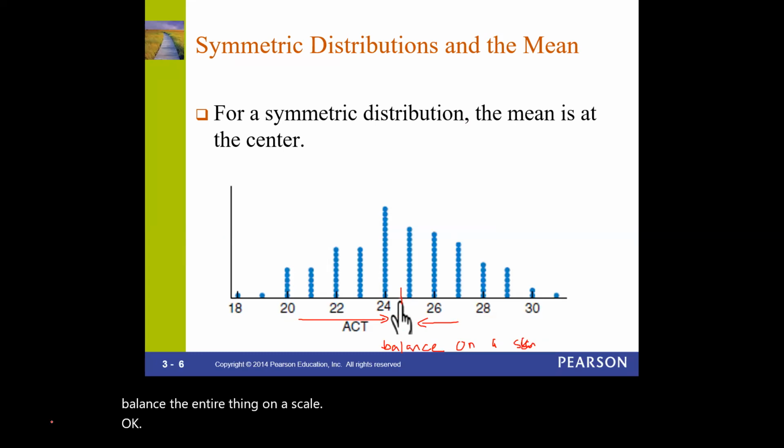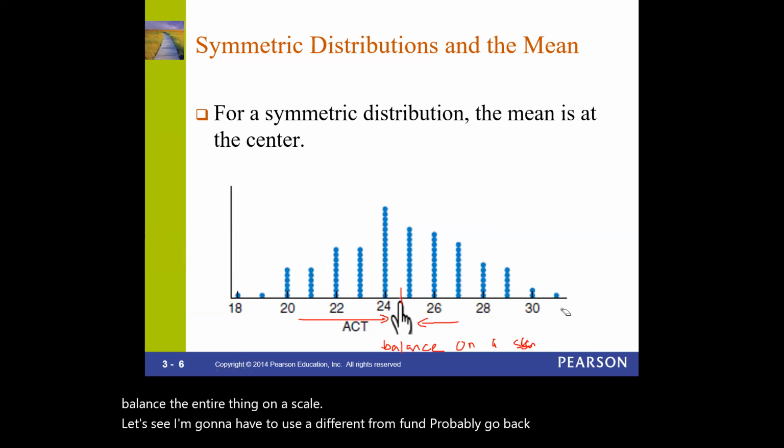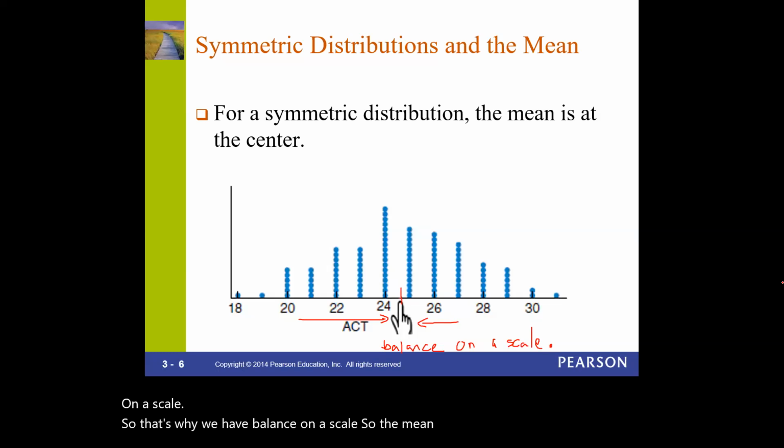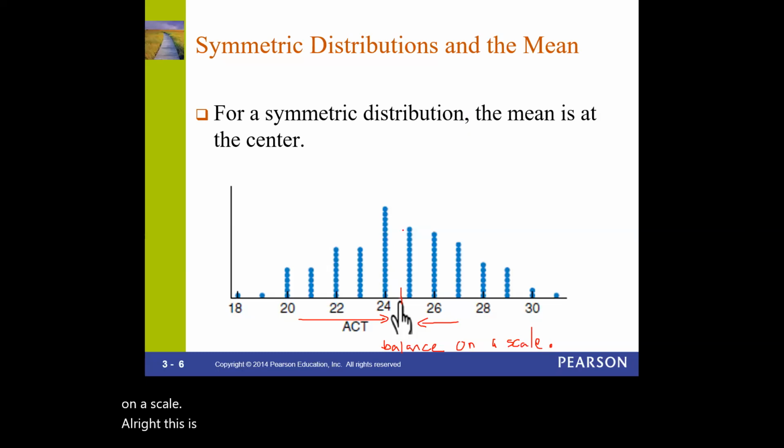Let's see. I'm going to have to use a different tool from where we go back to OneNote, but let me use this one for now. So that's why we are balanced on a scale. The mean is going to be balanced with everything on a scale. All right, this is for bell shape. This one kind of has a bell shape like this. As you can see, it goes up and then goes down.